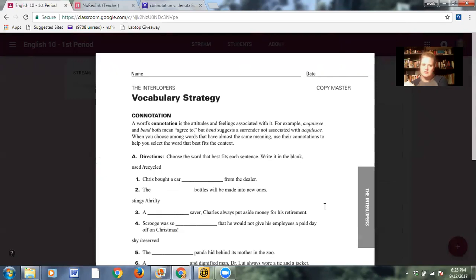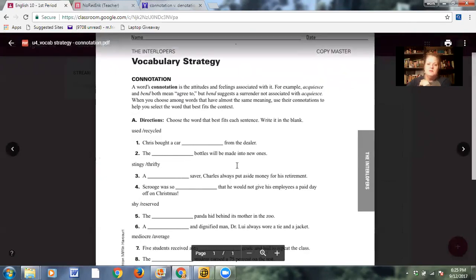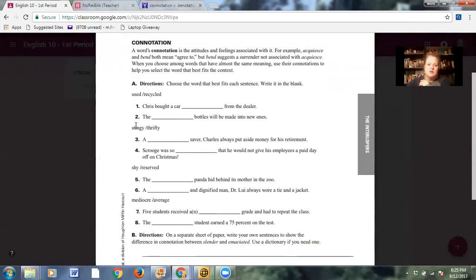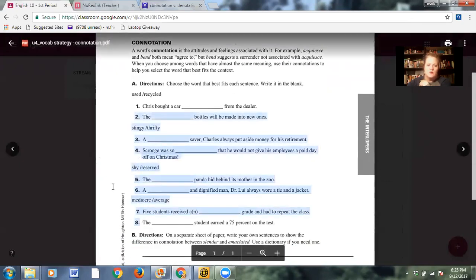But let's take a look at the second sentence. The blank bottles will be made into new ones. The recycled bottles will be made into new ones. Yeah, that definitely works. So pause the video, finish numbers 2 through 8, and then press play.